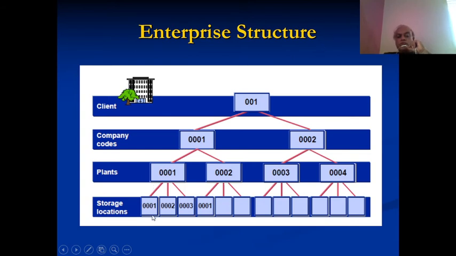And you have storage locations under each plant. Okay, and this coding is unique within the plant. Only for storage location, that restriction is not there across plants. Within the plant it is unique, you cannot create a duplicate, but in another plant you can have the same code. Okay, maybe it's because it's not as critical as plant and company codes.